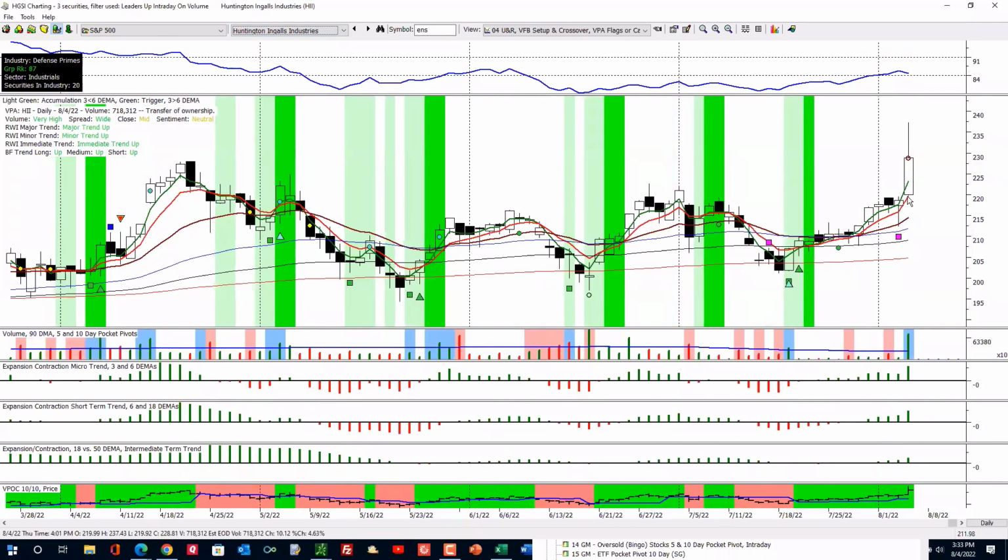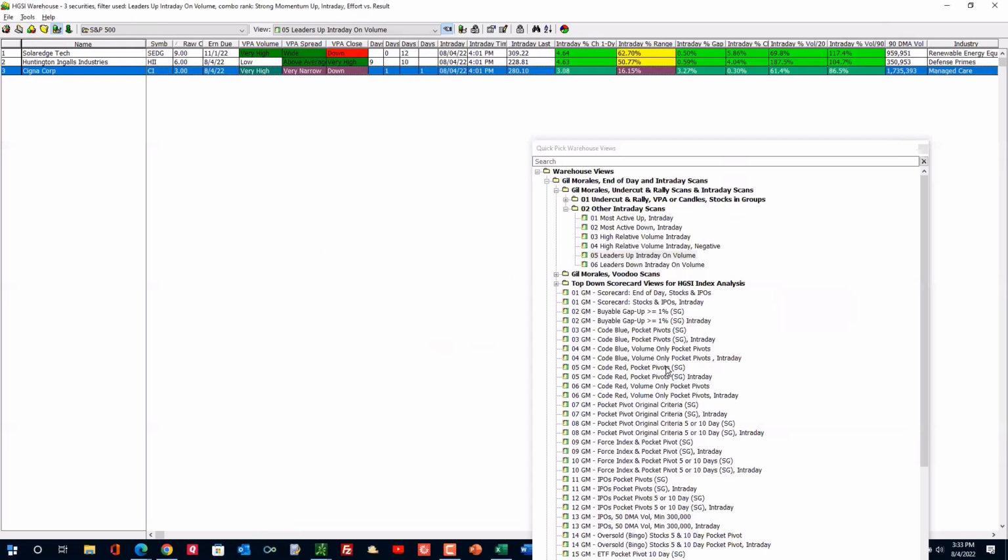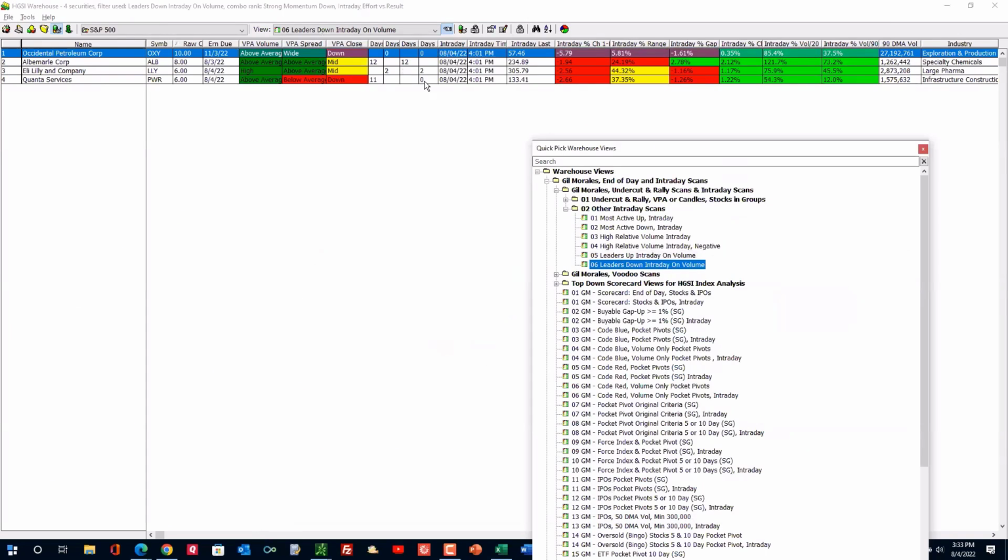This is the fans up, and this is a leading stock that was up, profit taking at the end of the day. How about Cigna? Fan is up here, spread apart, gapped up, profit taking. It's tough to chase those gaps, isn't it? Okay, and then leaders down. Same thing, the fan has to be up.